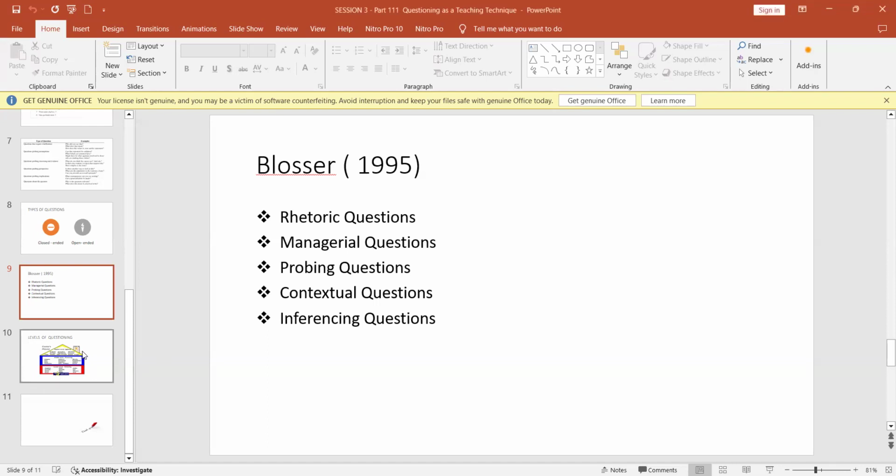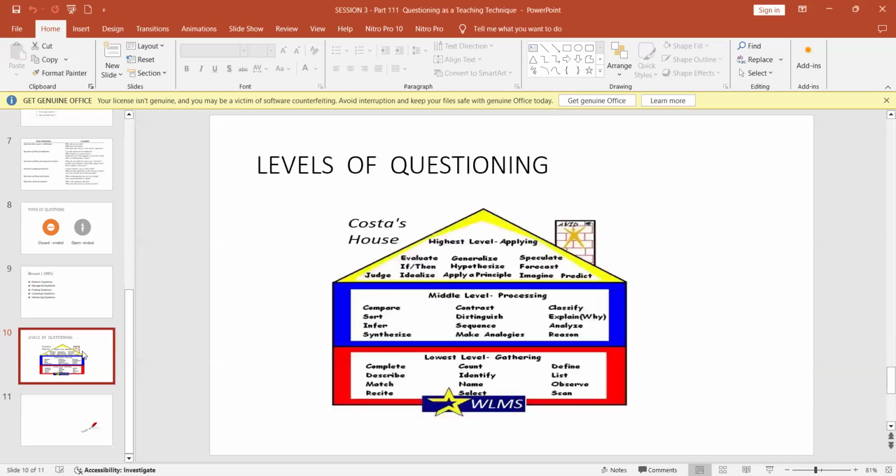Levels of questioning. When it comes to levels of questioning, we can look at Costa's house.